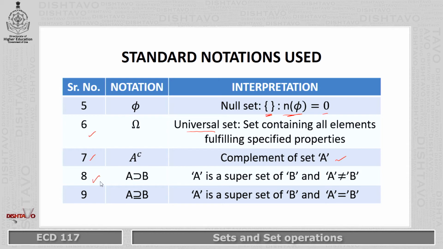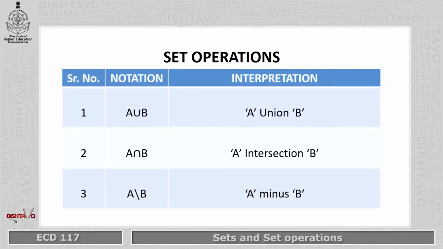Then we have at 8 superset. We say A is a superset of B, but A is not equal to B. And the ninth one is A is a superset of B and A is equal to B. These are some notations that we are going to be using in sets when we move further.